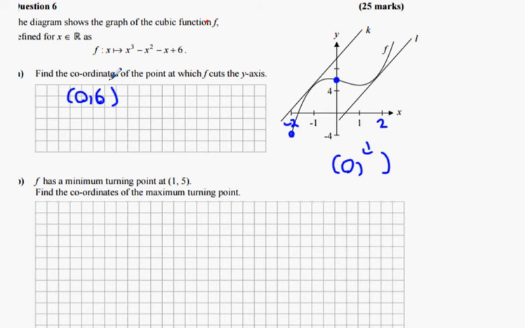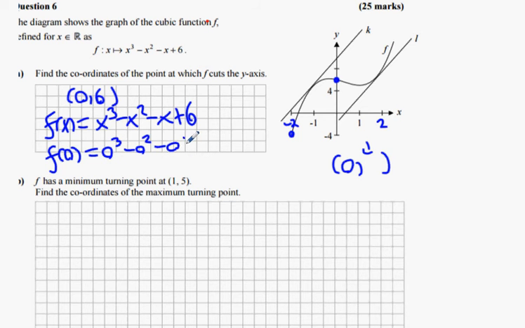But in a test, you might be asked, how did you know that? So it's always good to do the workings with it. So for the y-axis intercept, f of x equals x cubed minus x squared minus x plus 6. But what you're guaranteed about the x value is that it's 0. So 0 cubed minus 0 squared minus 0 plus 6 equals 6. So when the x value is 0, the f of x value is 6, or the y value is 6. And that explains this point here.